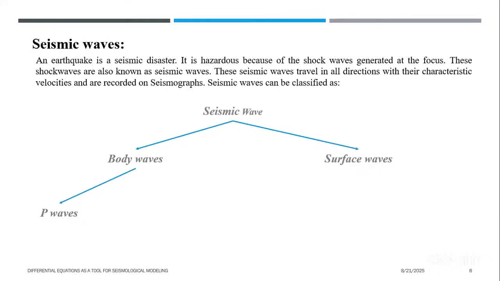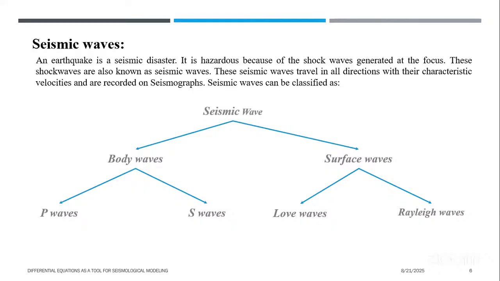One is called P wave, that is primary waves, and another is called S wave, which is secondary wave. And there are several types of surface waves, but the two most important ones are Love waves and Rayleigh waves. So these are the broad classification of the seismic waves: body waves and surface waves, with body waves being P wave and S wave, and surface waves being Love wave and Rayleigh wave.